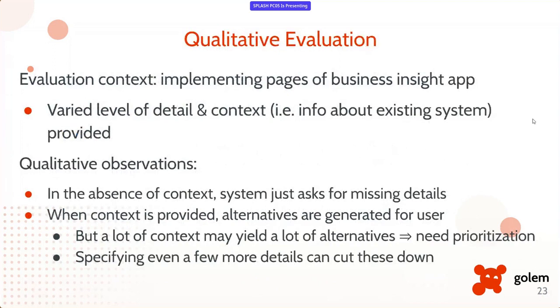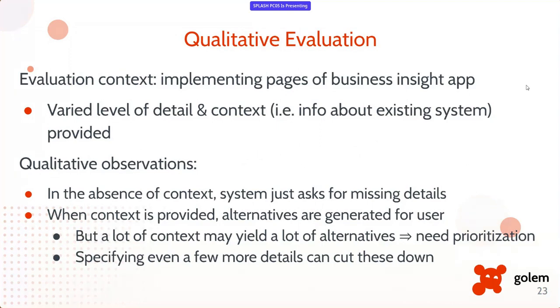So we did some qualitative evaluation. The context was implementing pages of the Business Insight application, where you can gather information about products and orders and customers in the domain that I've been talking about. What we did was we looked at several sort of commands from users, and we varied the level of detail that the user provided, and also the context. What I mean by context is kind of information available about the existing system. And we just qualitatively looked at what patterns we saw.